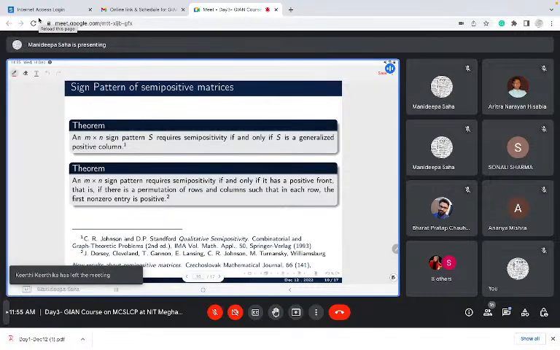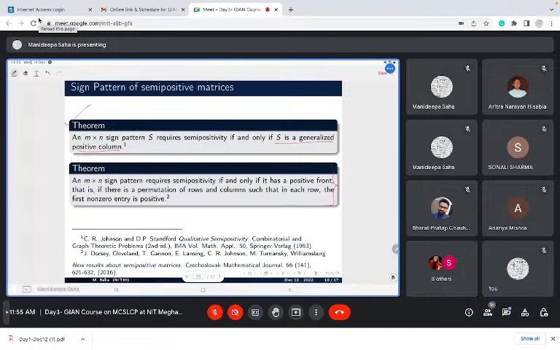Okay, so this generalized positive column gives us the characterization of the sign pattern that requires semi-positivity. This theorem says that a sign pattern requires semi-positivity if and only if it has that generalized positive column. There is another characterization of the sign pattern matrix which requires semi-positivity.